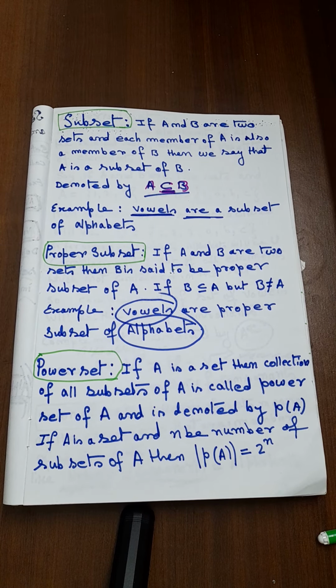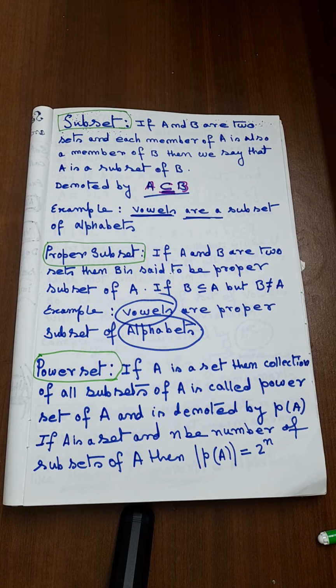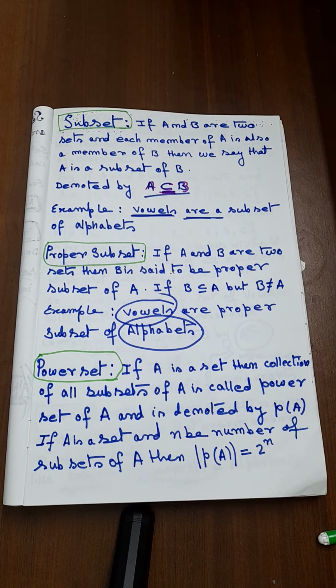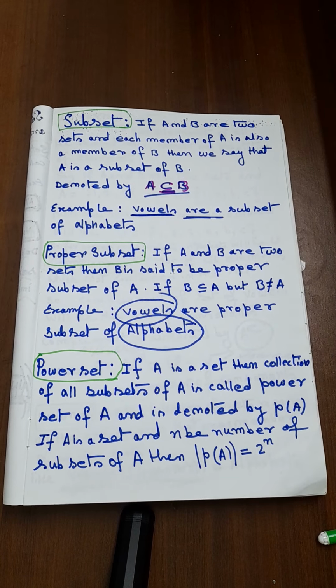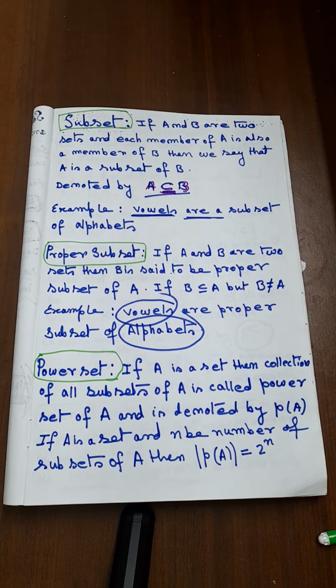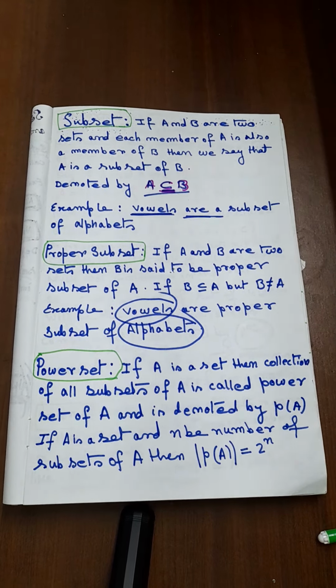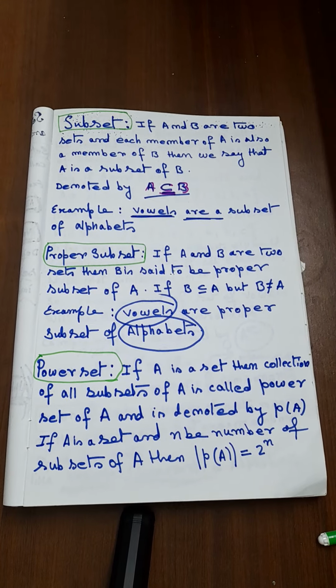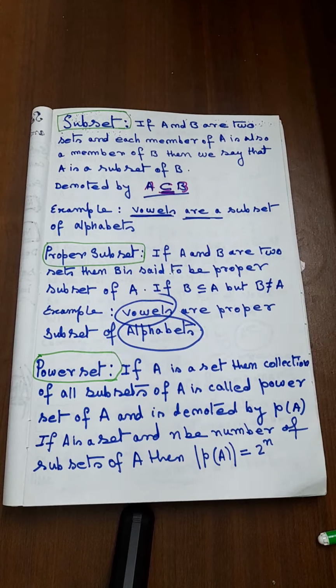That is why the set of vowels and the set of alphabets are not equal, but whatever members are in the set of vowels are also members of the alphabets. So vowels will be a subset of alphabets, and vowels will be a proper subset of alphabets. Okay. Now, what is a power set?